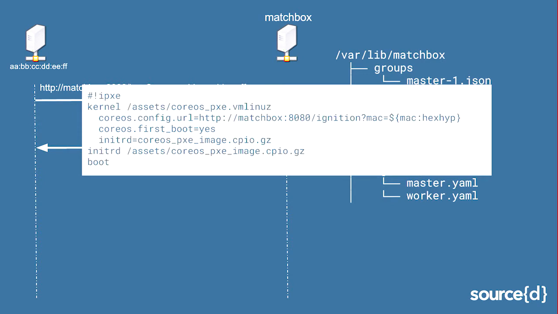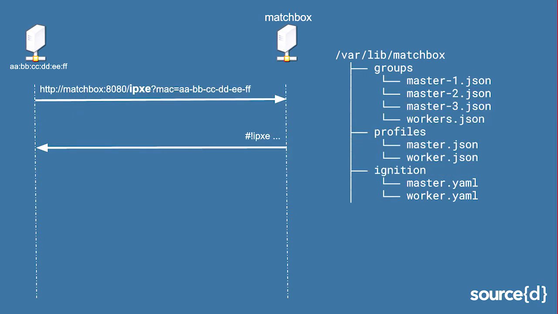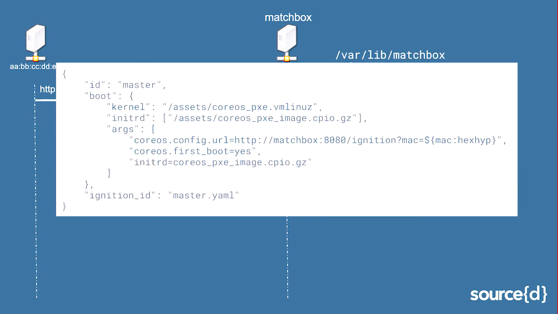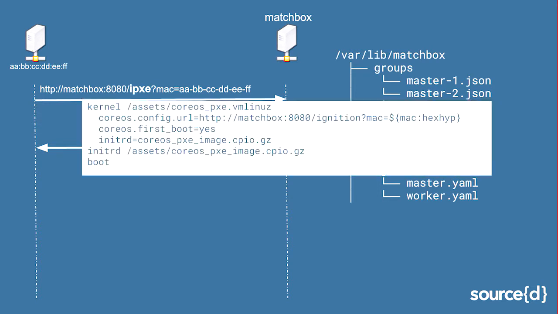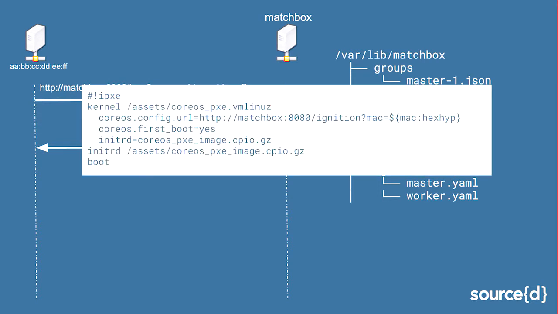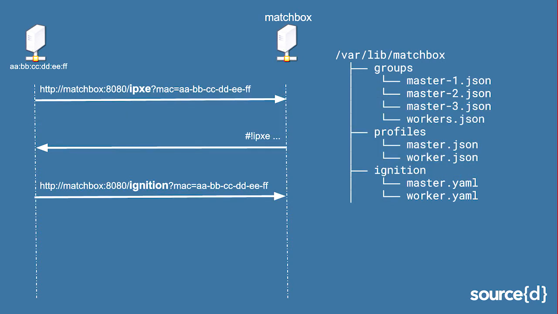And another argument is the URL with the config, where it's going to download the configuration for Ignition from. So now it's going to make another request to Matchbox, and this time it's for the Ignition endpoint.